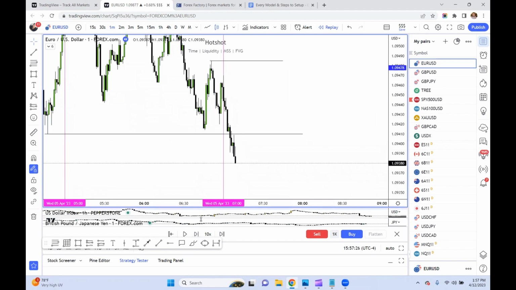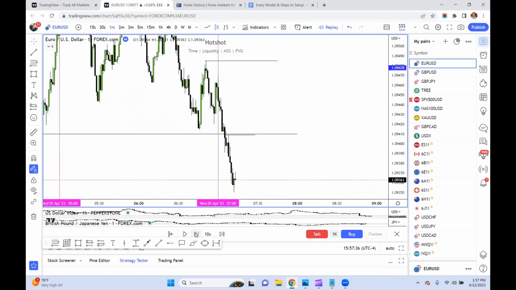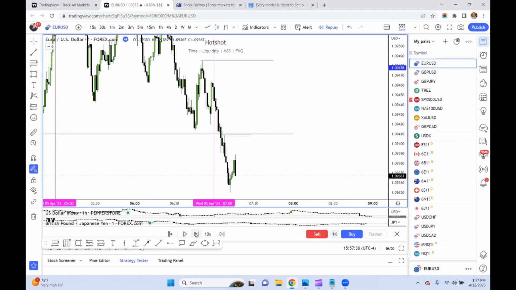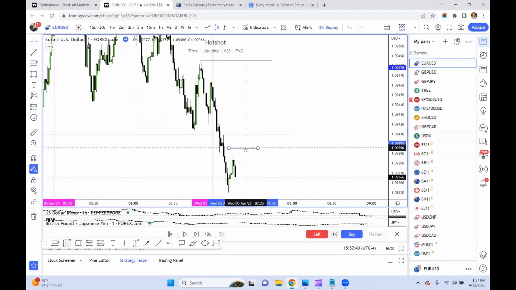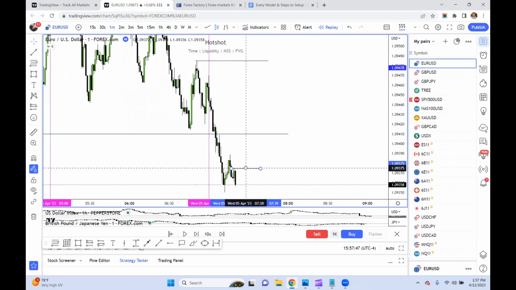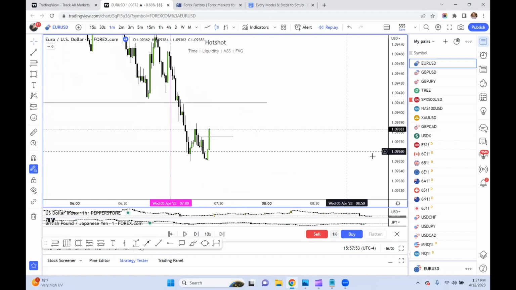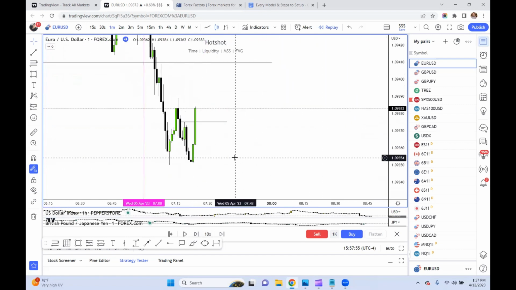Where's the valid market structure shift point? It's going to be right here on this candle. Boom, boom. This wick right here, that's your valid market structure shift point. This is your new market structure shift point right here. Market structure shift point here. There's a displacement. There is your market structure shift.